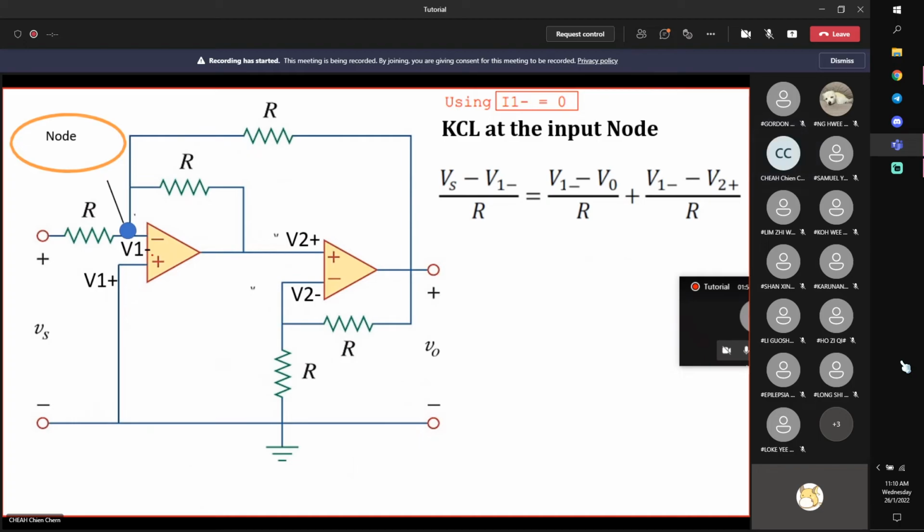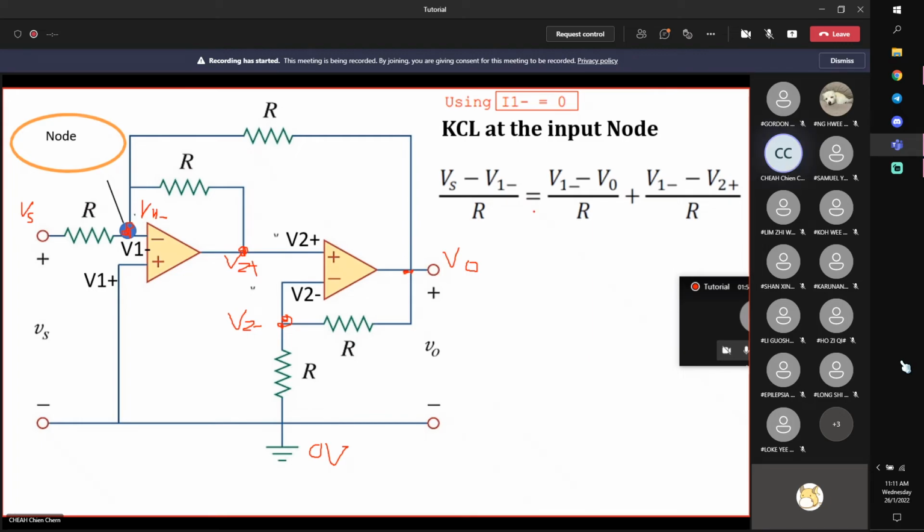Next, I want to solve it using circuit analysis. I can use nodal analysis, because if I assign this as V1 minus, this means that this node voltage is V1 minus. This node voltage is Vs, because this is 0 volt, 0 plus Vs. How about this one? 0 volt plus V0, so this is V0. Now this node voltage is not known, so I call it V2 plus. This node voltage is not known, so I call it V2 minus. So I have assigned all the node voltages.